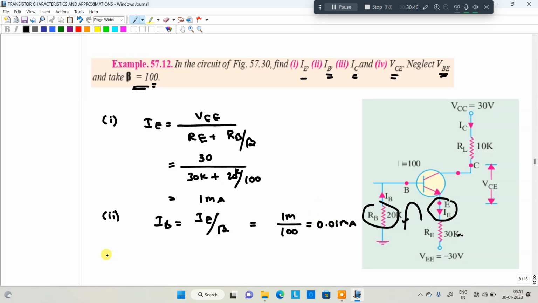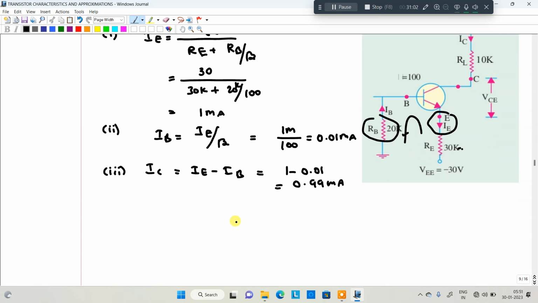Next, the third one, IC. IC is equal to IE minus IB. What is IC? 1 minus 0.01, that is 0.99 milliamperes you got. So you got IC also. After that, the last one, VCE.